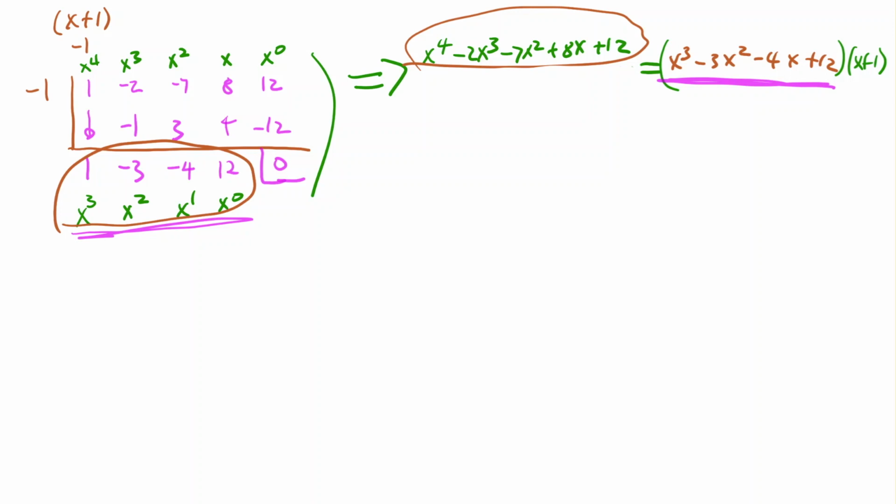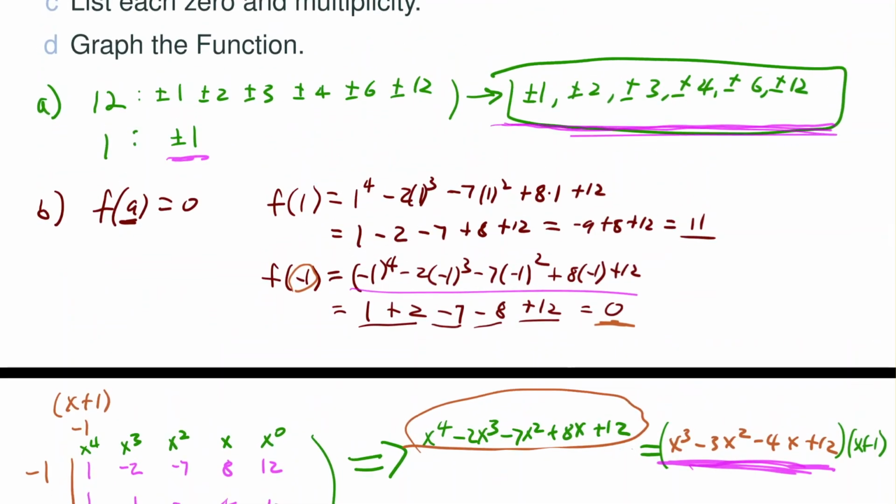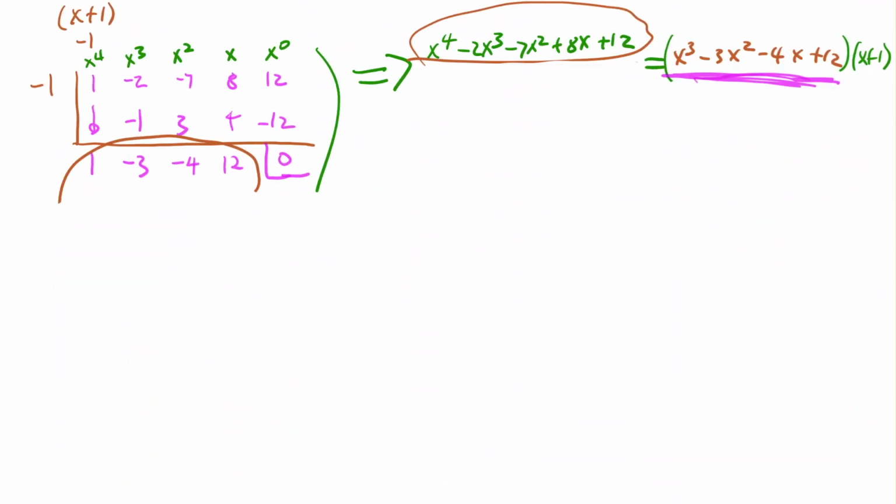So now the question is, let me erase this. We can continue to synthetic divide using 1, -3, -4, 12. Essentially, we're trying to factor this out. That's what we're doing here, right? So what number do we start with? Same idea. Start from the rational zeros. But the important thing is that the same number can be used twice. So it is possible that -1 will work again.